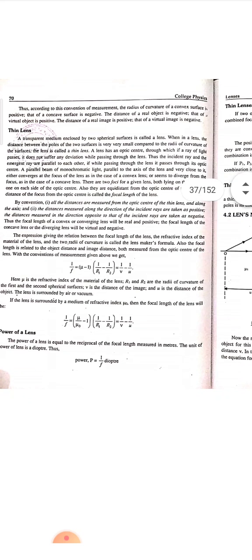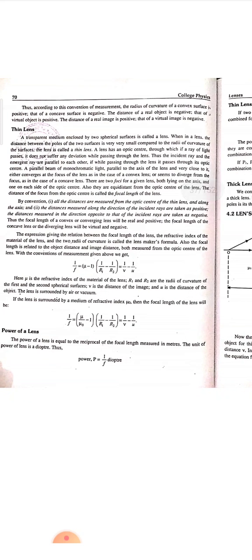The expression giving the relation between the focal length, the refractive index of the material of the lens and the two radii of curvature is called the lens maker formula. That is 1 upon f is equal to (mu minus 1) into (1 upon r1 minus 1 upon r2), which is equal to 1 upon v minus 1 upon u. Here mu is the refractive index of the material of the lens, r1 and r2 are the radii of curvature of the first and the second spherical surface, v is the distance of the image, u is the distance of the object, and the lens is surrounded by air.